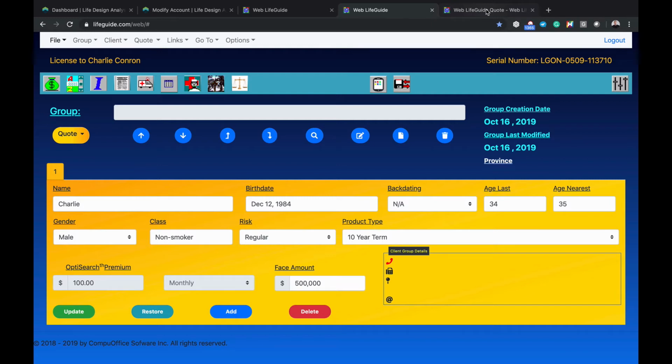Some MGAs are also assisting their team of producers by sponsoring their LifeGuide and LDA subscriptions. It's suggested that you check with your MGA.